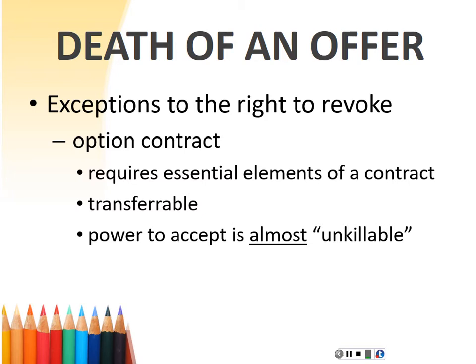Suppose that, heaven forbid, JC dies between now and next week. Okay? Well, guess what? There is an option contract in place that gives Kimberly a week. And if Kimberly decides within that week that she wants to buy his hat, she's got the option contract, she can go to JC's estate and say, here's the money, I want the hat. Okay?